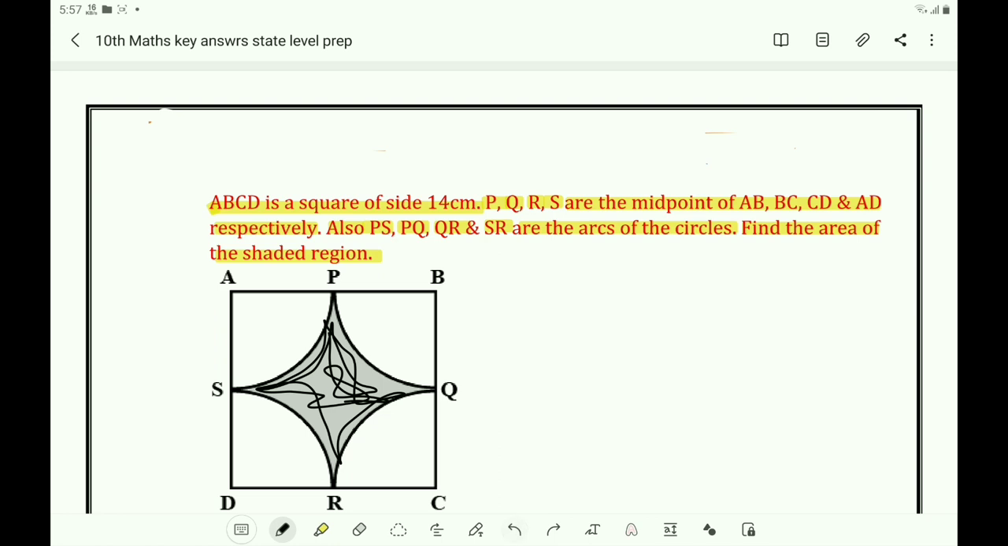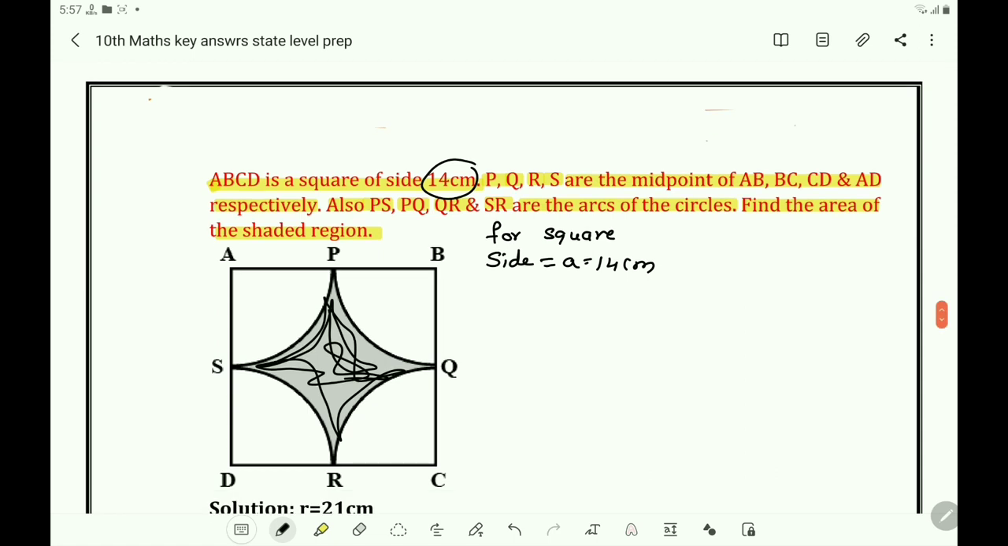So you write area of the square. For area of the square, side is given. So you write for square, side a equals how much? 14 centimeters. Then what is the area of the square? Area of a square equals a square, or square of the side, that is equal to 14 square. 14 square means 14 into 14, that is 196 cm square. Then you take for sector.